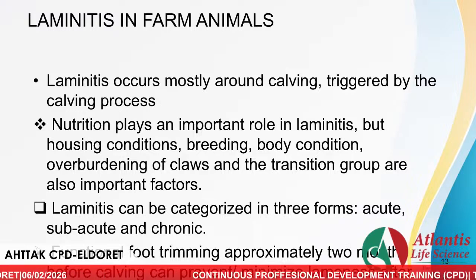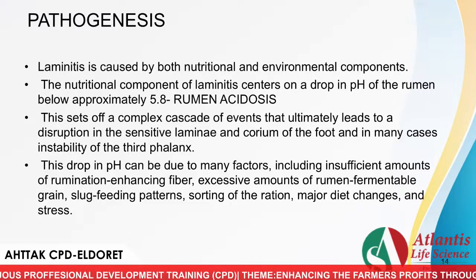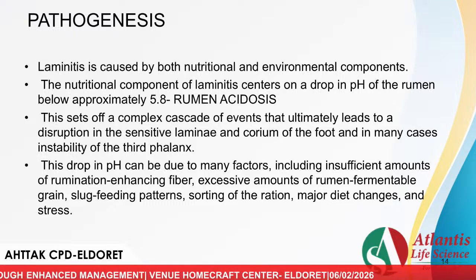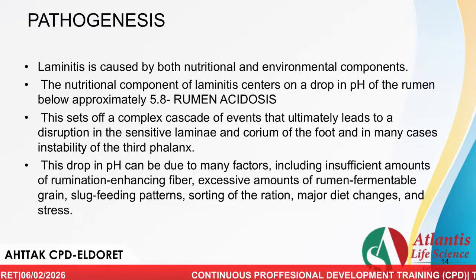So now the pathogenesis of laminitis. How does laminitis occur? As we've said, laminitis must come in because of nutritional issues. So we have both nutrition and environmental factors. But the nutrition component of laminitis centers on a drop of pH. Because we are using concentrates, or rather starch for that matter, we'll have issues with rumen acidosis.